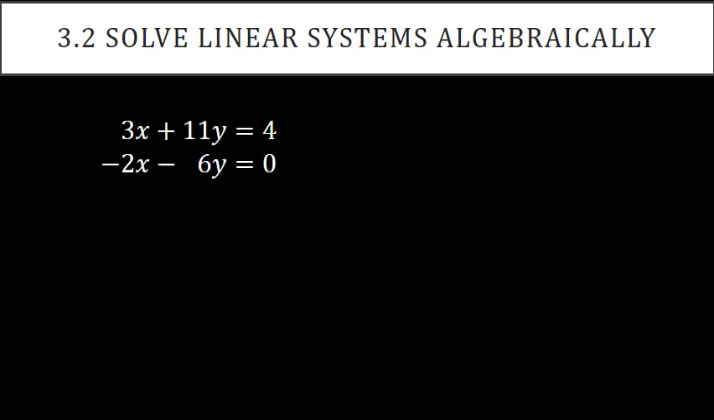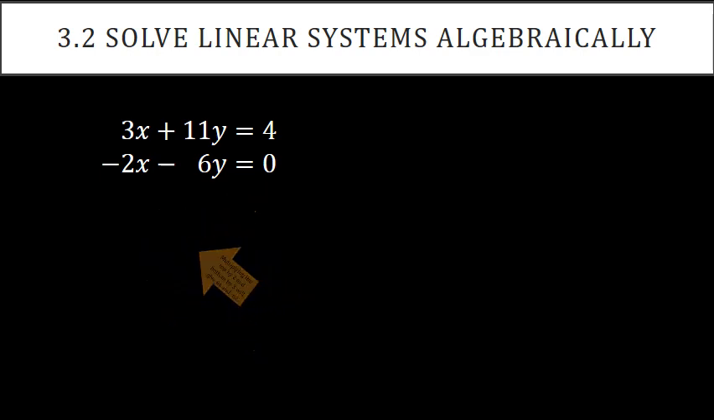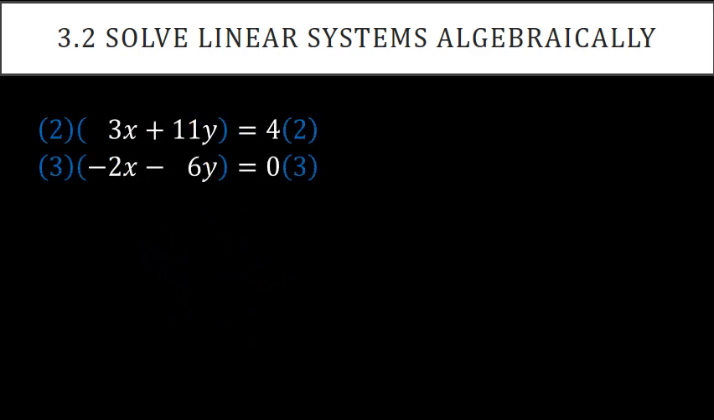Let's try another example. This time, I think it might be easier to get rid of x. If I multiply the top equation by 2 and the bottom equation by 3, we'll get 6x on top and -6x on the bottom. So if I rewrite my system, we'll get 6x plus 22y equals 8, so I multiply by 2. And then the second equation will be -6x minus 18y equals 0.